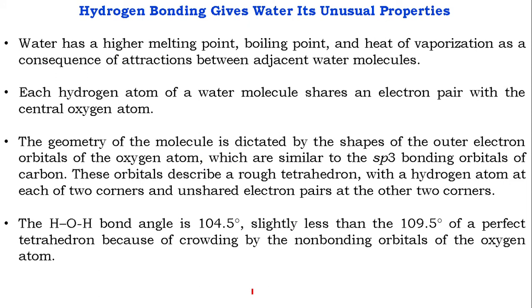Let us come to hydrogen bonding. Many of the unusual properties of water are because of hydrogen bonding. Water has a high melting point, high boiling point and high heat of vaporization. Why? Because of attraction between adjacent water molecules by means of hydrogen bonding.